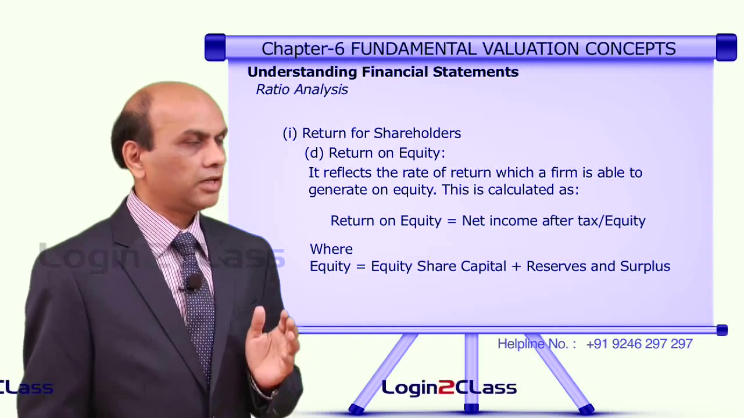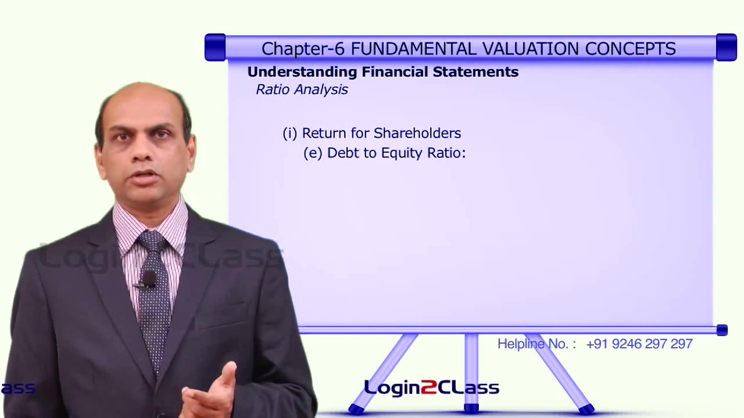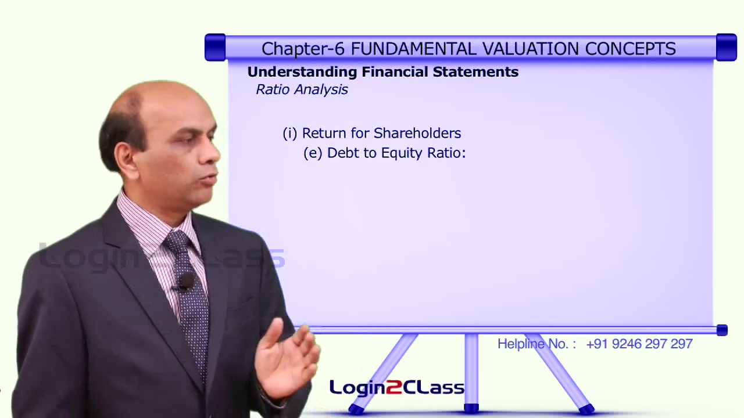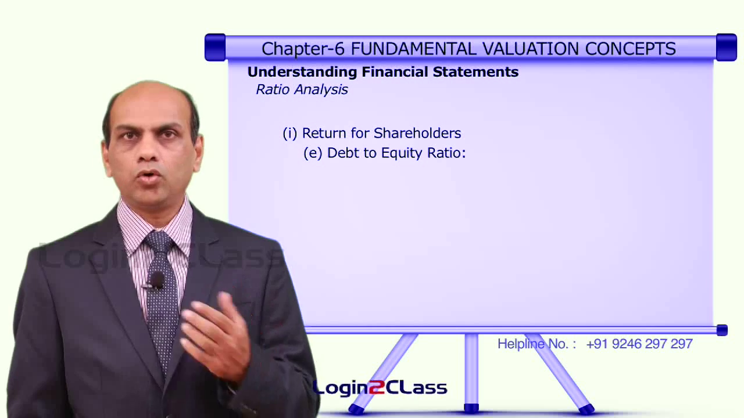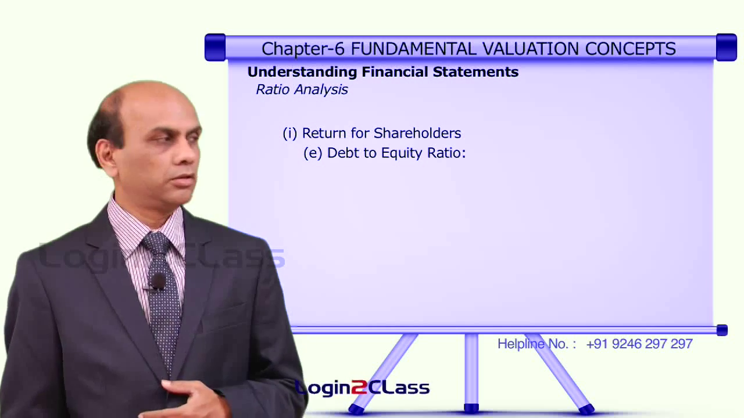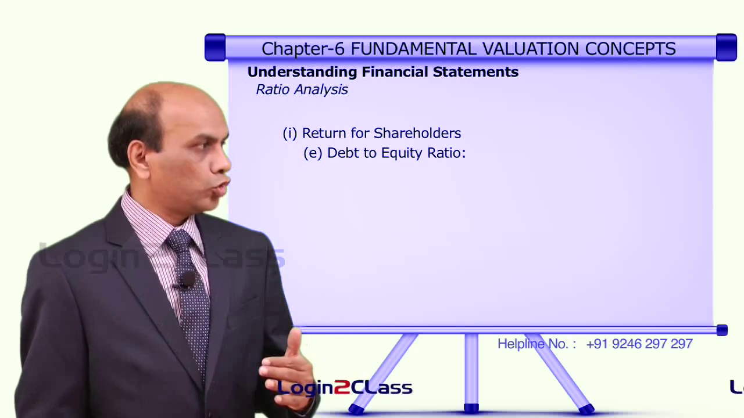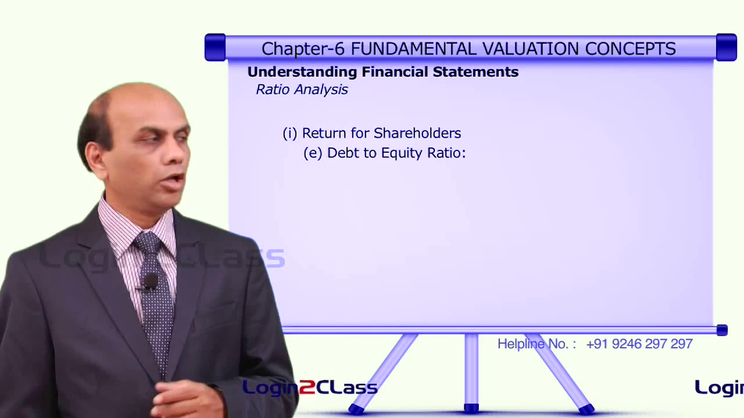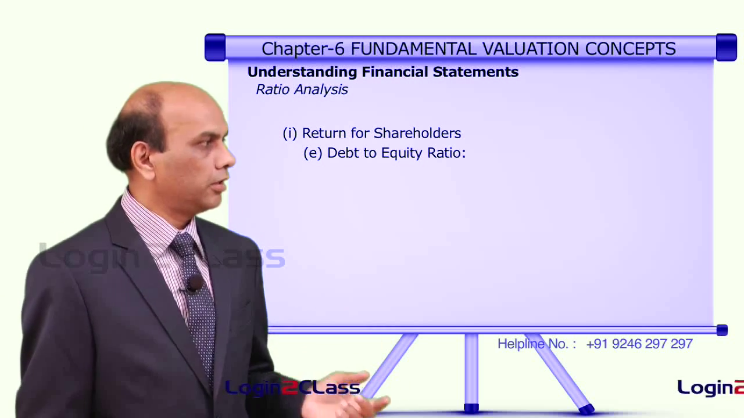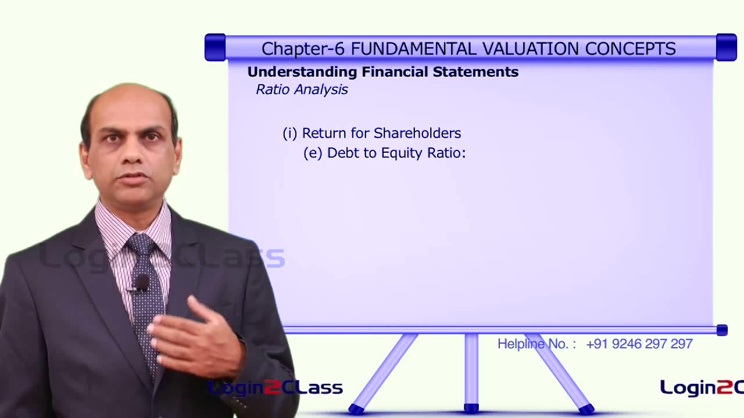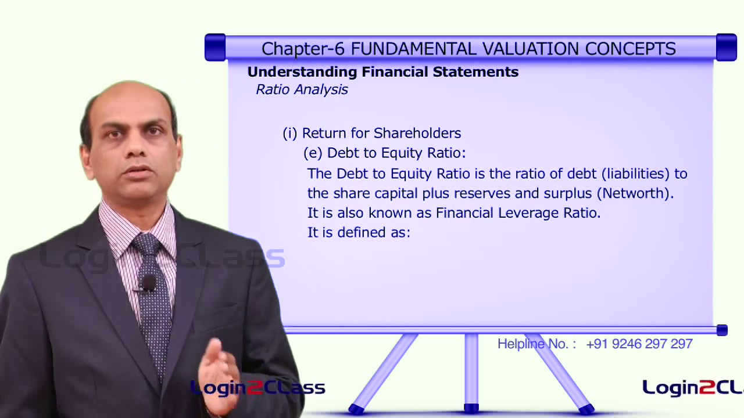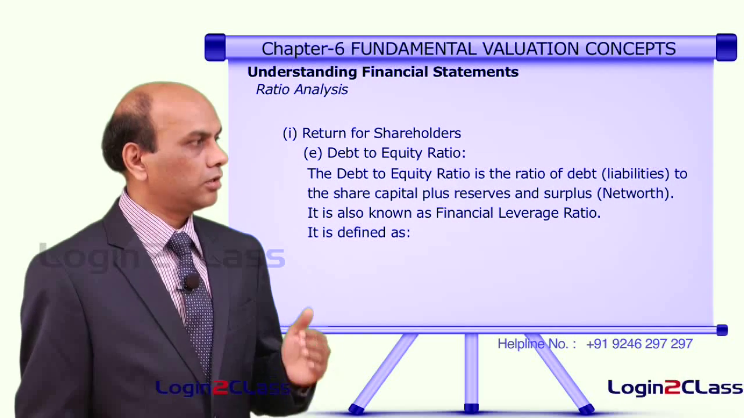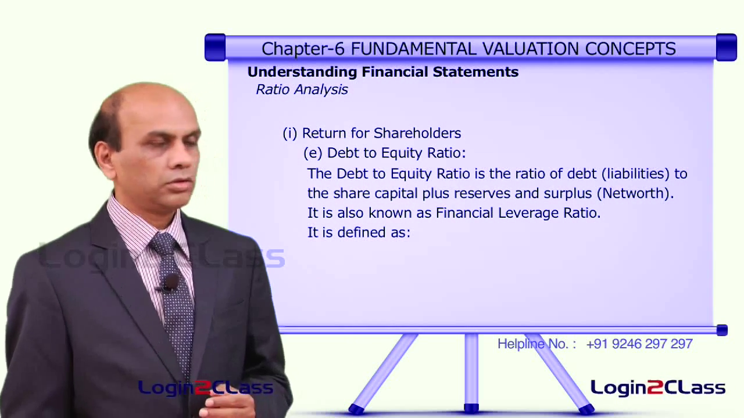The fifth and the last category in this particular return for shareholder segment is debt to equity ratio. Debt is the loan, equity is the share capital. The debt to equity ratio is a ratio of debt, that is the liabilities of the company, to the share capital plus reserves and surplus, which is considered to be the net worth of the company.